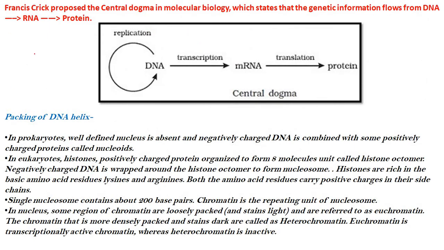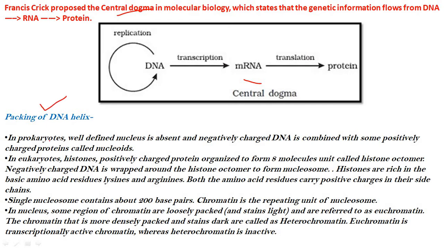Okay, let's move on. Now the central dogma, what is that? Francis Crick proposed the central dogma in molecular biology, which states that genetic information flows from DNA to RNA to protein. DNA replication occurs, then on transcription the mRNA forms, and on translation the protein is formed. This very simple process is known as the central dogma. I'll be discussing this in detail in the next videos.